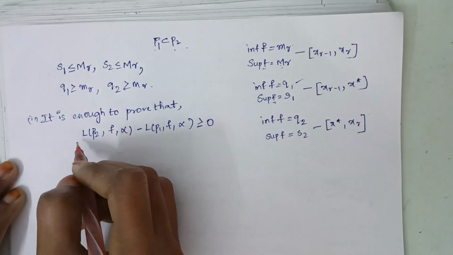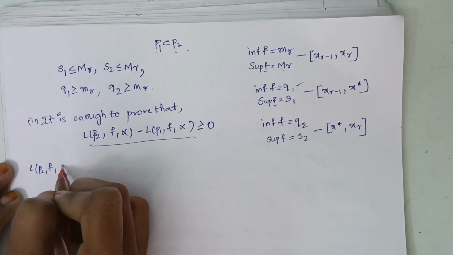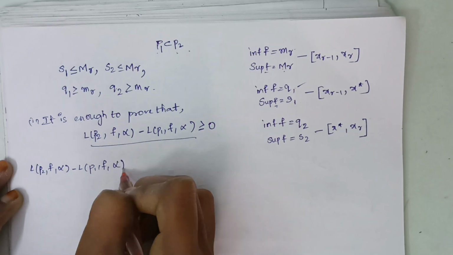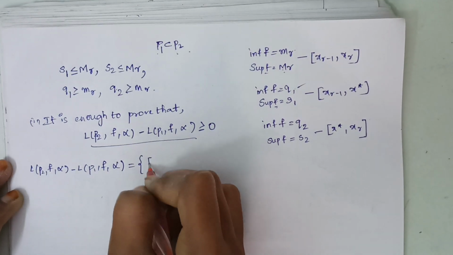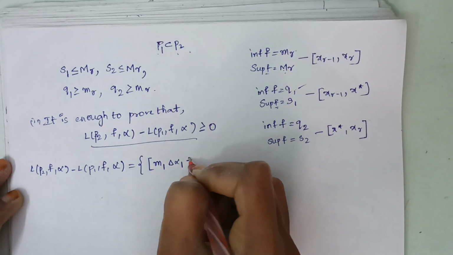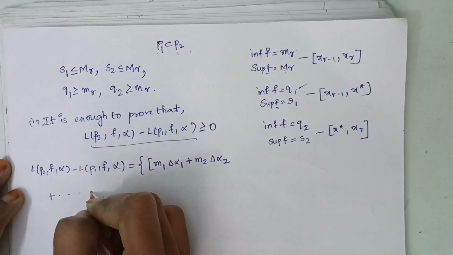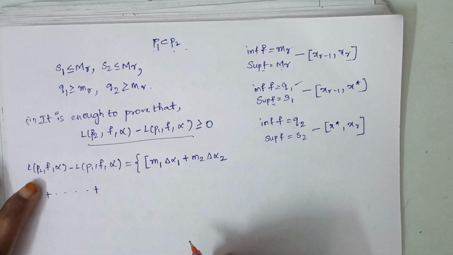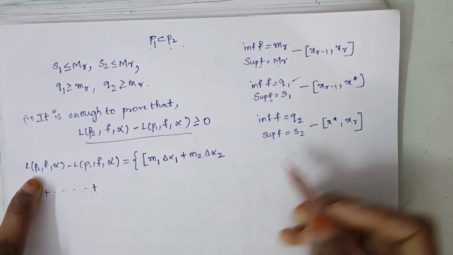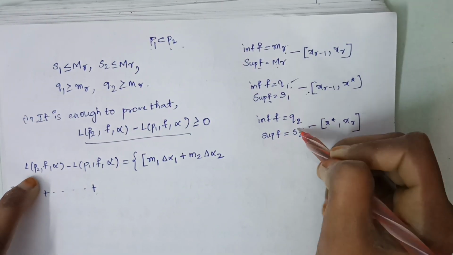Okay. Now consider the LHS part. L of P2, F, alpha minus L of P1, F, alpha is equal to M1 into delta alpha 1 plus M2 into delta alpha 2 and so on. And we are in partition P2, right? In the partition P2, what will we get? These two are taken from partition 2 and this is from partition 1. So these are from partition 2, right?